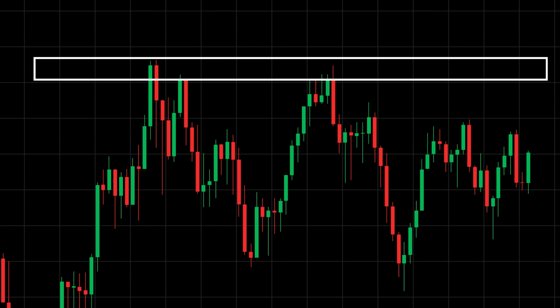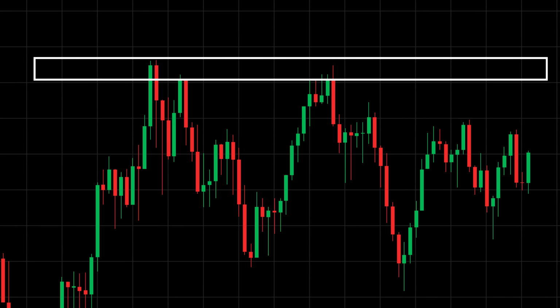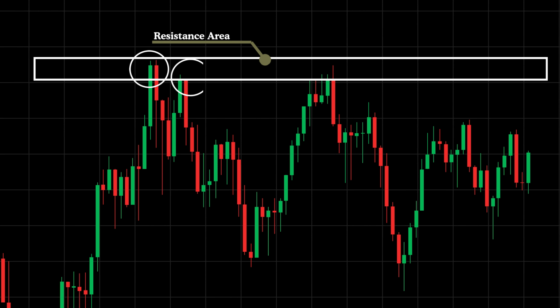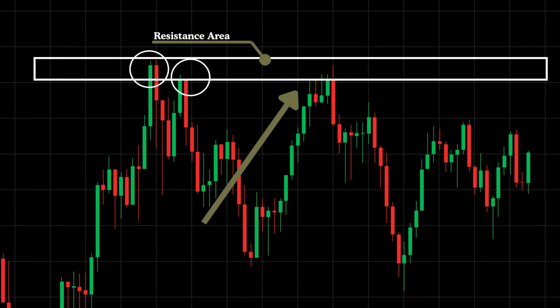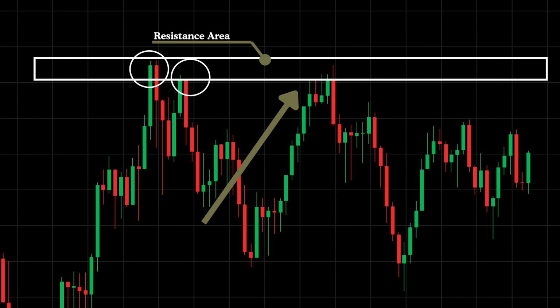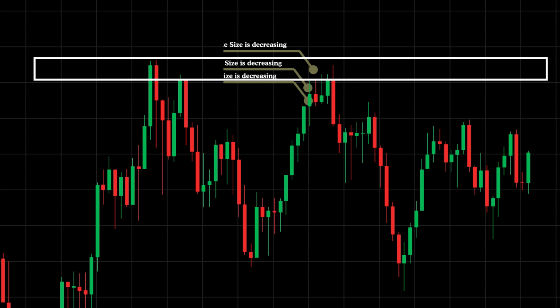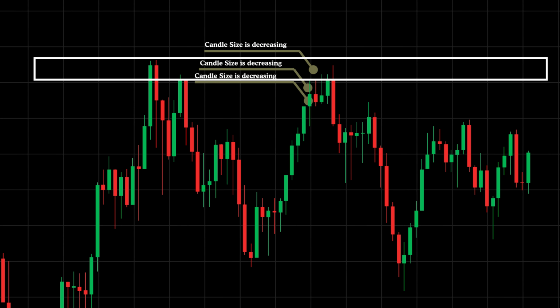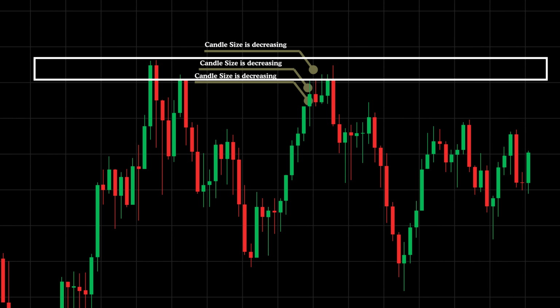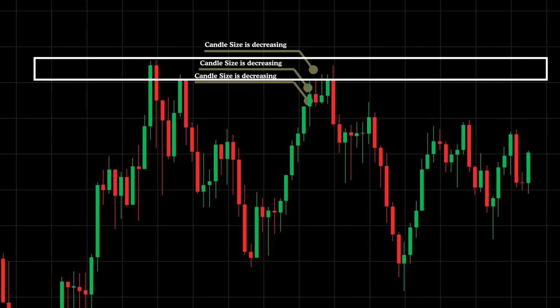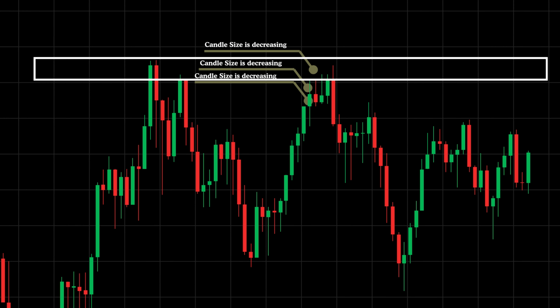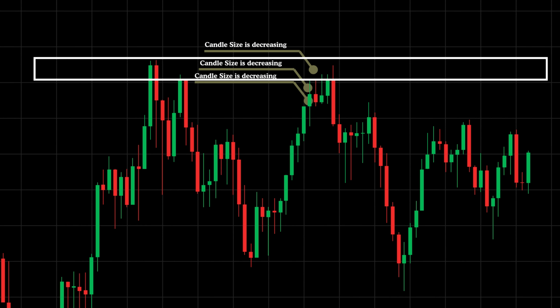Let me give you another example. Look at this chart. You'll notice it formed a resistance area after 2 successful rejections. Now it is moving back to that resistance zone again. As you can see, while approaching the resistance area, the candle size is shrinking. Once the price touches the resistance, it produces multiple hanging candles, which signal a loss of momentum, and this is where we plan to trade.